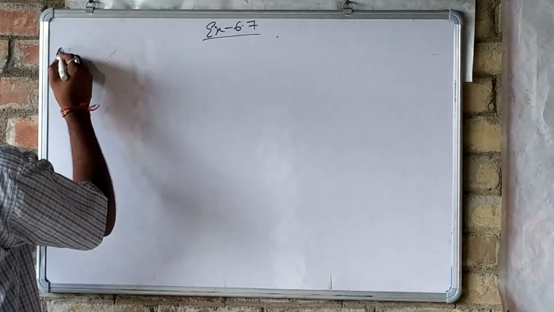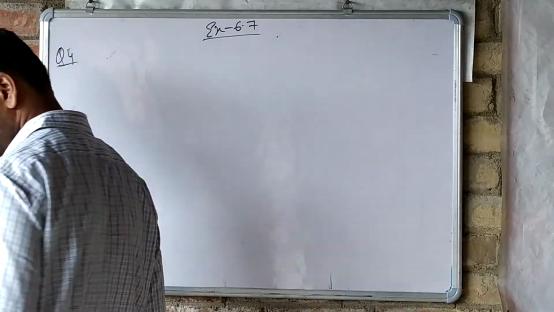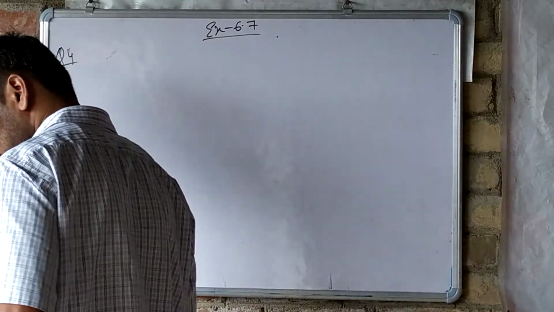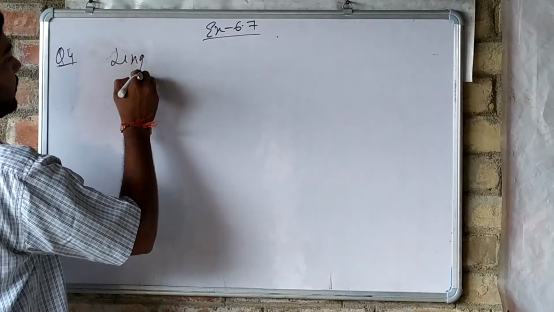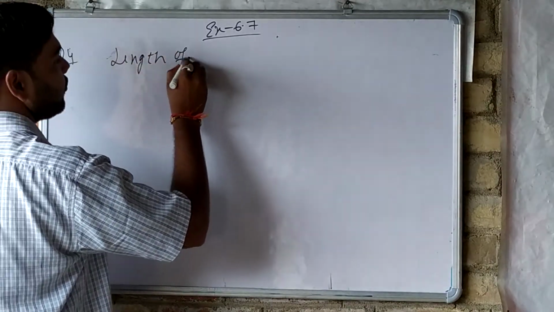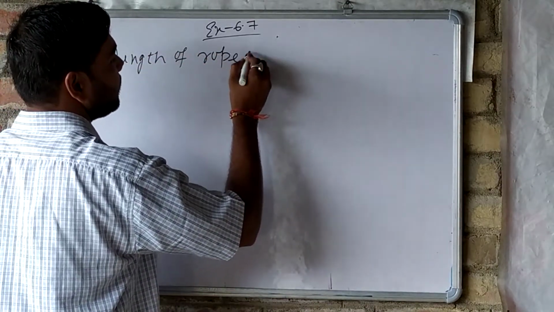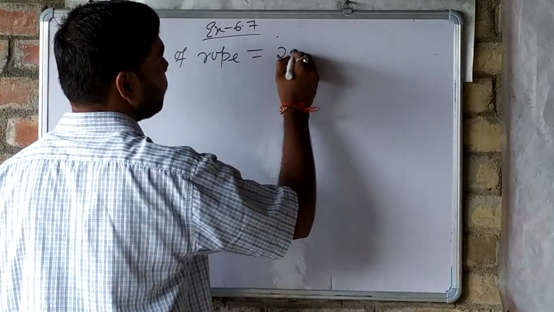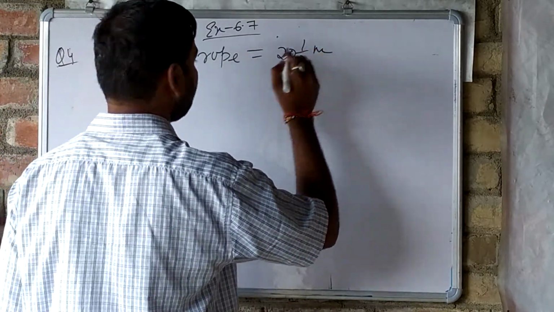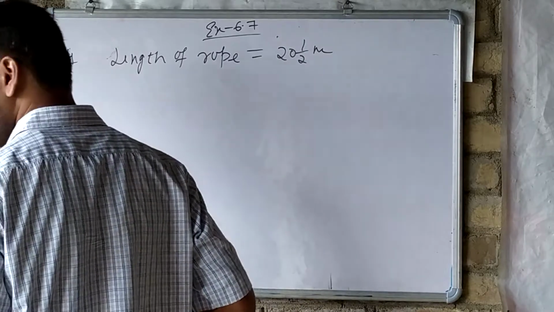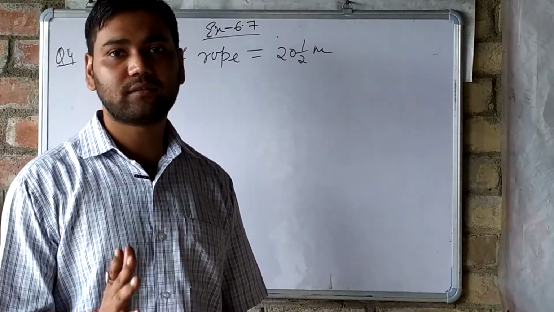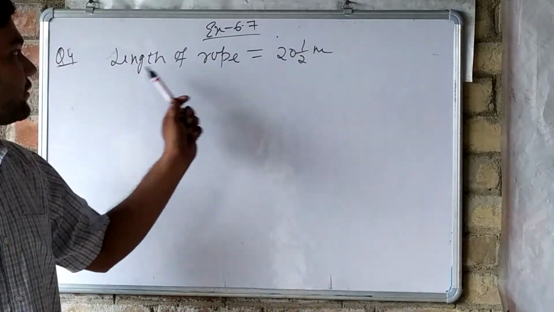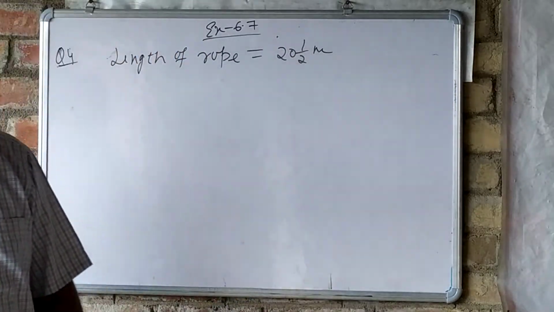See question number 4. What is given? From the rope of length 20 whole 1 by 2 meter. So the length of the rope is given, 20 whole 1 by 2 meter. Rope means rassi. Length of rope, that is, the length of the rope is given as 20 whole 1 by 2 meter.